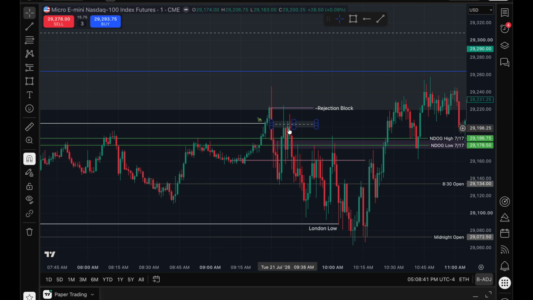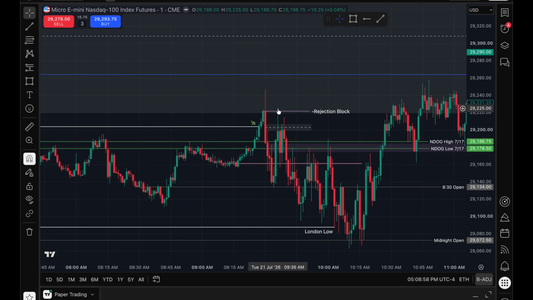On the 5-minute chart, remember the bodies respected the mean threshold, which showed the narrative, as well as the bodies here staying below consequent encroachment of this small SIBI right here, as price wicks into the rejection block, which is also the 9:30 opening price. And we get a nice rejection off of there. Again, the bodies below consequent encroachment, showing the real narrative.